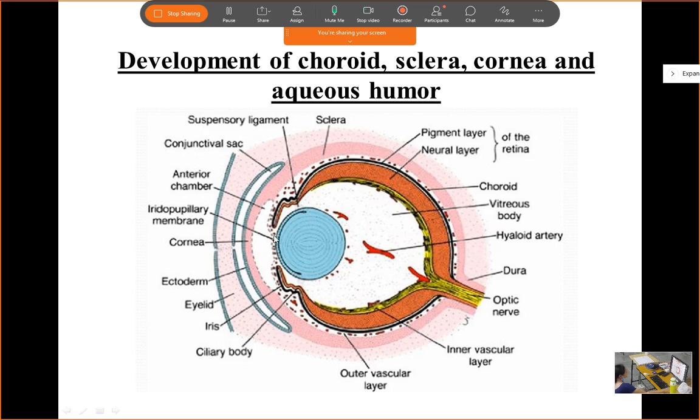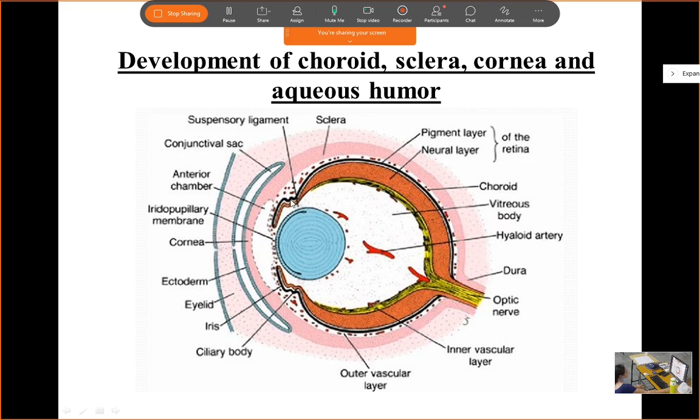Now between the cornea and the lens, there is also mesenchyme present, and in that mesenchyme spaces are present, and these spaces coalesce with each other. Ultimately they will form a cavity, and in that cavity, the anterior part of the choroid is thin, and it will form the ciliary body and the iris.